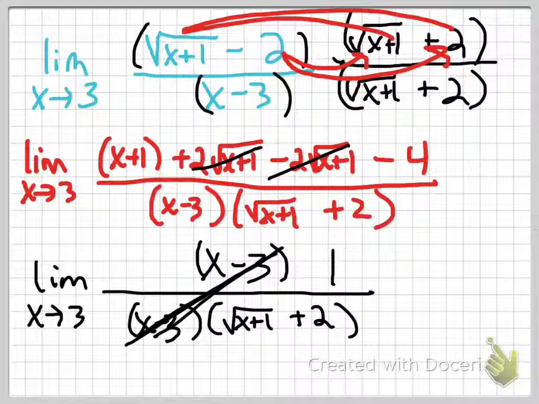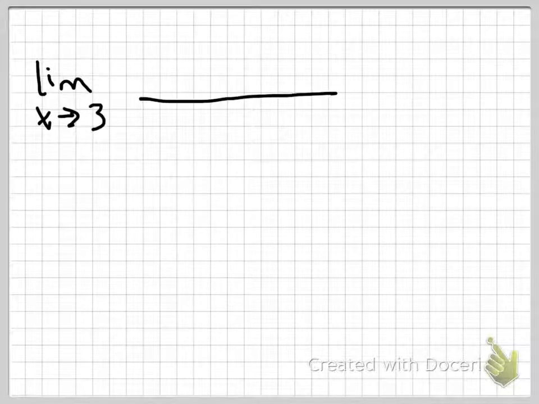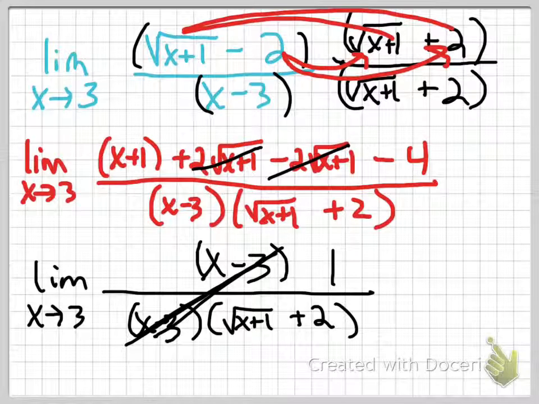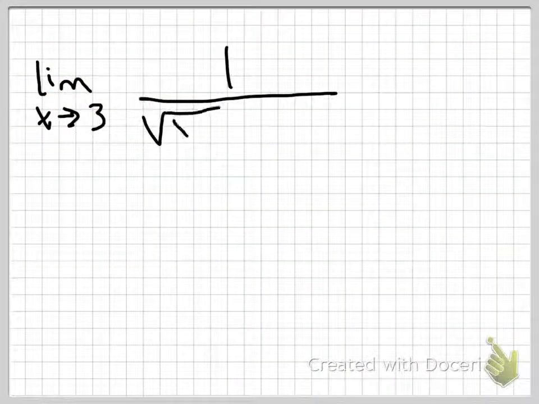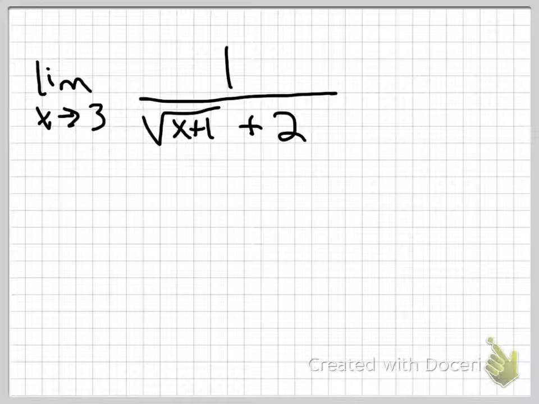So I'm going to rewrite this limit again. I'm going to go to the next page here, and I'm going to have the limit as x approaches 3. Now on top of my fraction, all I have is 1. And remember, what's left on bottom down here is square root x plus 1 plus 2. So I have square root x plus 1 plus 2. Usually when I'm doing these limit problems, I'm trying to get rid of the fraction altogether, because if the fraction's gone, then I never have to worry about getting 0 in the denominator.